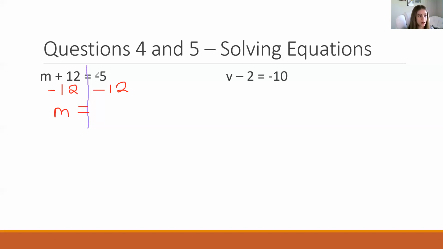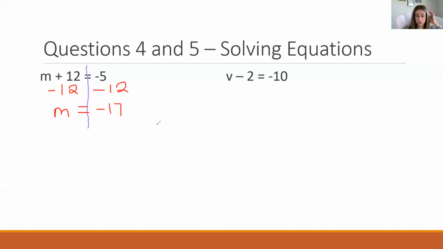Now we have a -5 and a -12. Remember our rules for adding: if their signs are the same, you add them and keep the sign the same because you're continuing down that same side of the number line. They're both negatives. Well, I can just add them. 5 plus 12 is 17, and they stay negative.